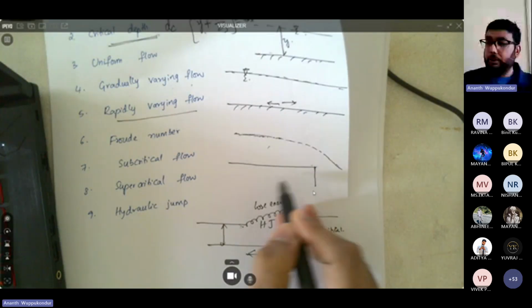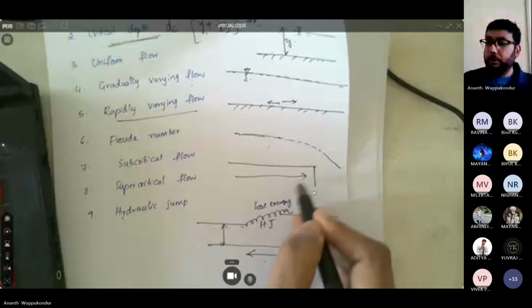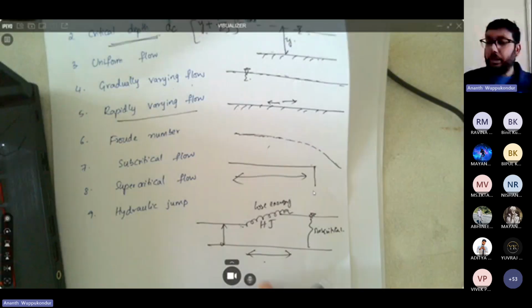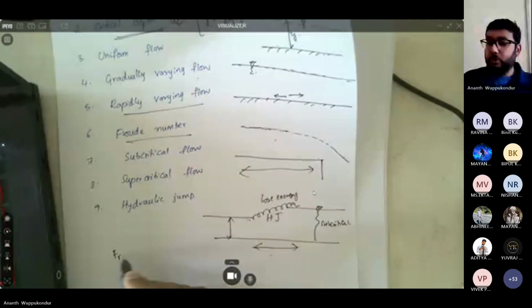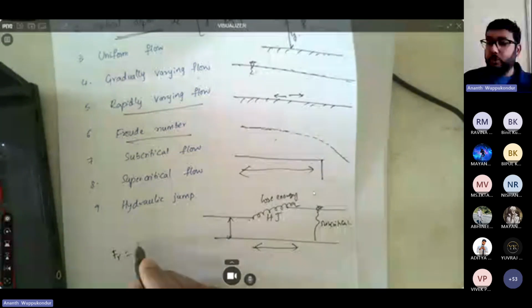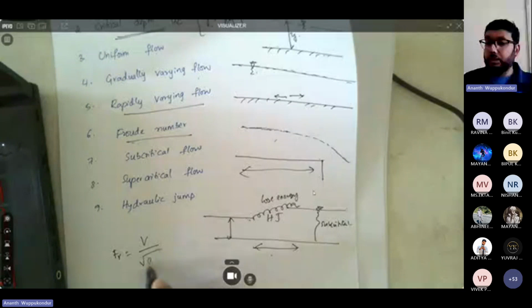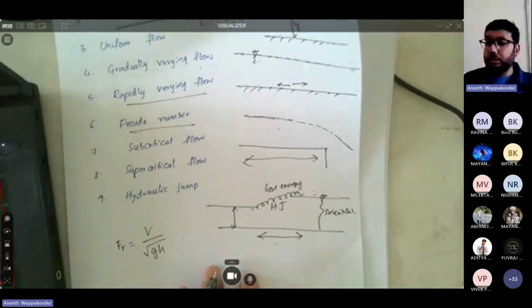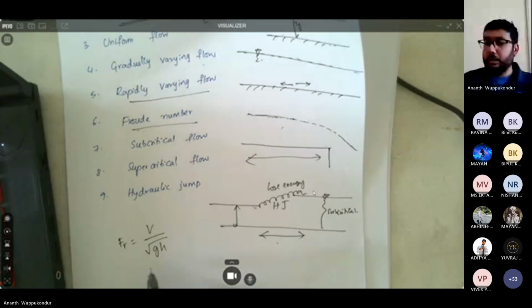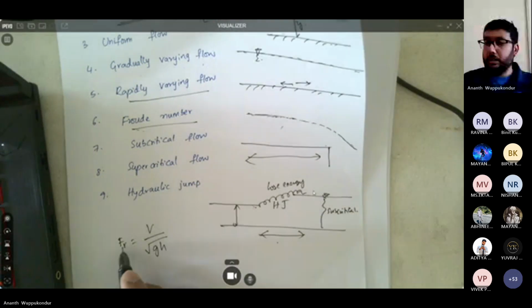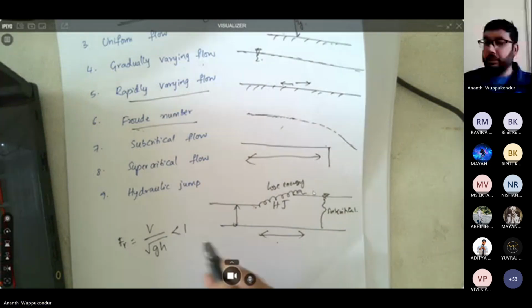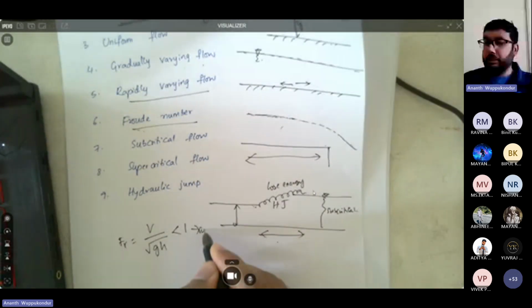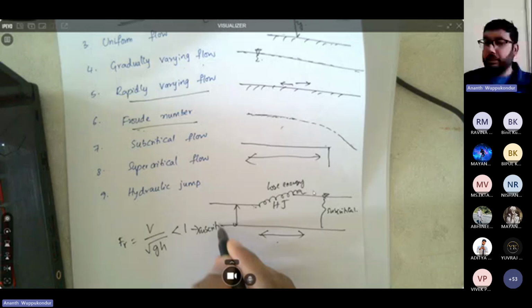And then you have the concept of Froude number, which is the ratio of inertial forces to gravity, and you would get velocity v by root gh. So if Froude number is less than 1, then this is subcritical flow. And if this is more than 1, then this is supercritical flow. And if that is 1, then that is critical flow.